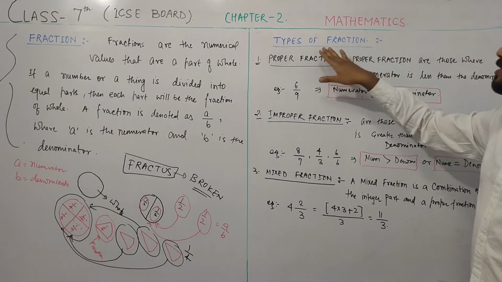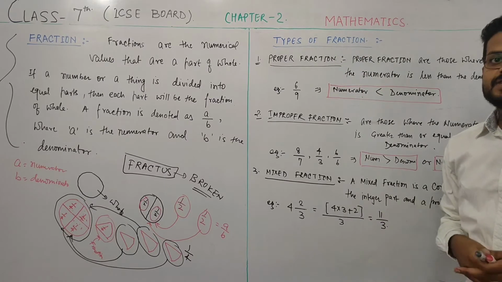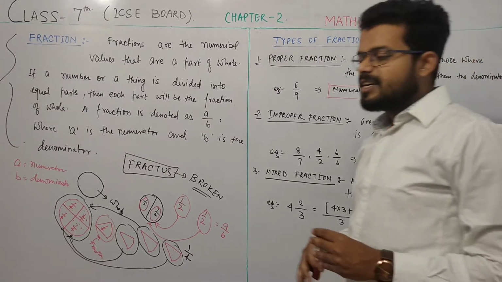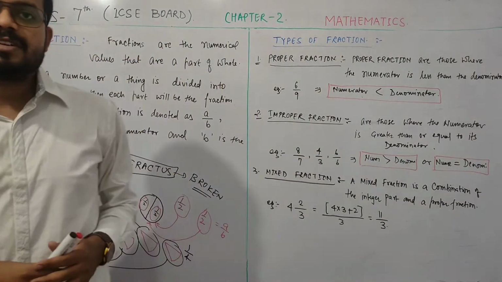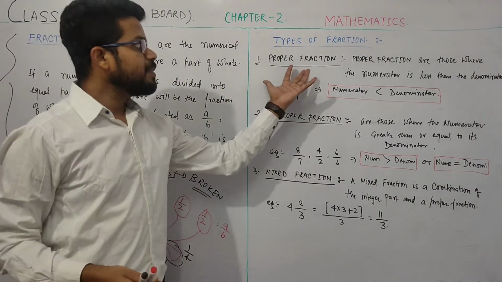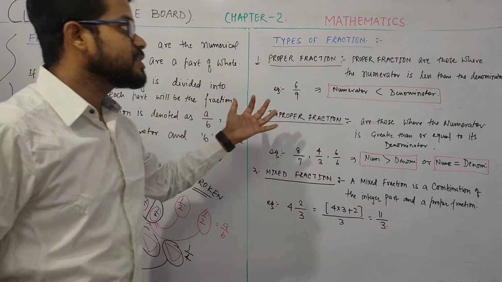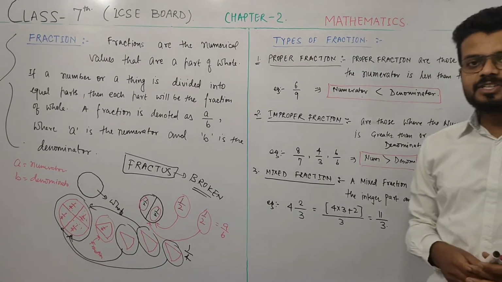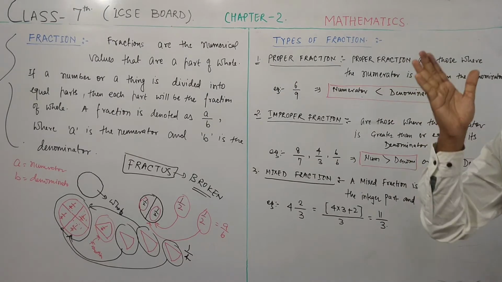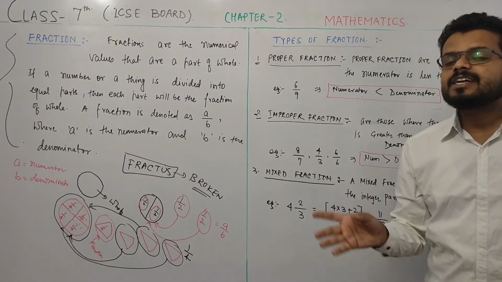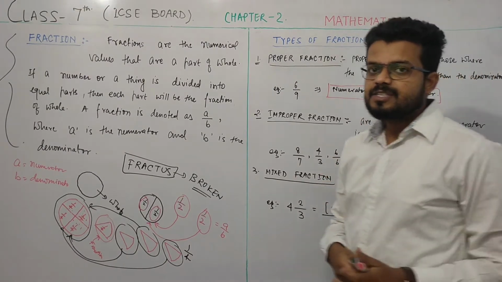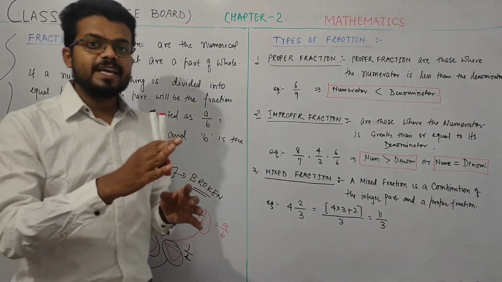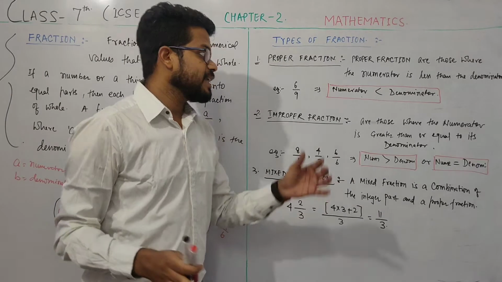Okay, come to the next point, which is types of fraction. How many types of fraction are there? There are different types of fraction. The first one is proper fraction. Proper fractions are those fractions in which the numerator is less than the denominator.